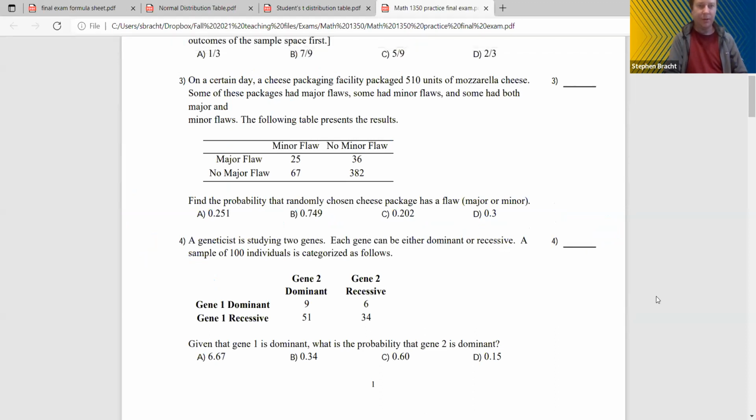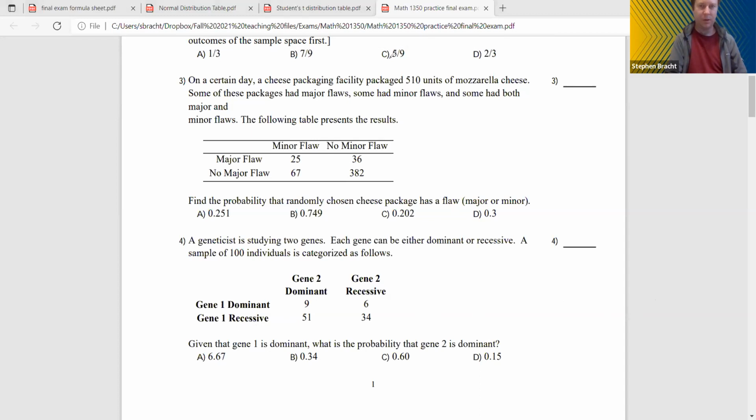A geneticist is studying 2 genes. Each gene can be either dominant or recessive. A sample of 100 individuals is categorized as follows. Right, so we've got the rows gene 1 dominant, gene 1 recessive, and then gene 2 dominant, gene 2 recessive. Given that gene 1 is dominant, what is the probability that gene 2 is dominant? So this is a conditional probability.